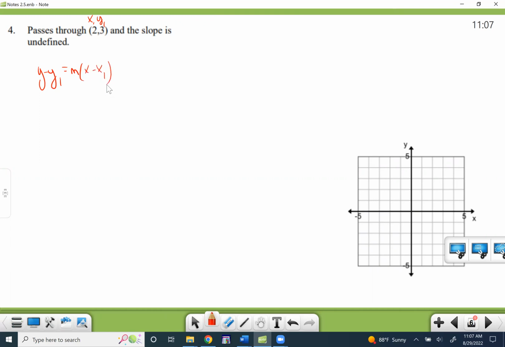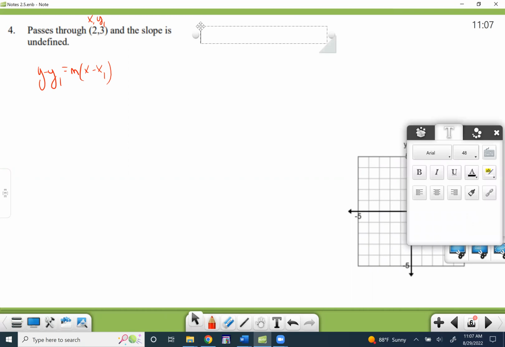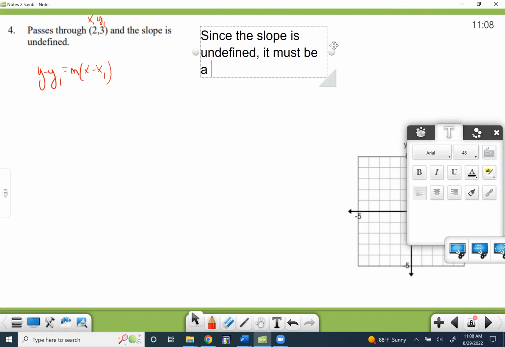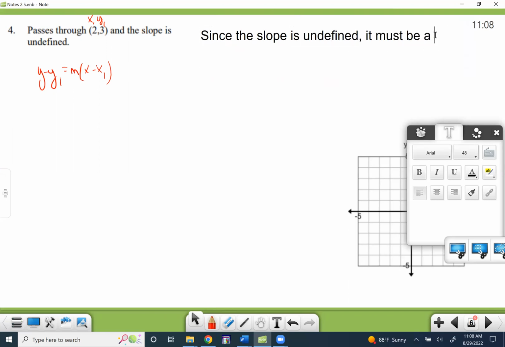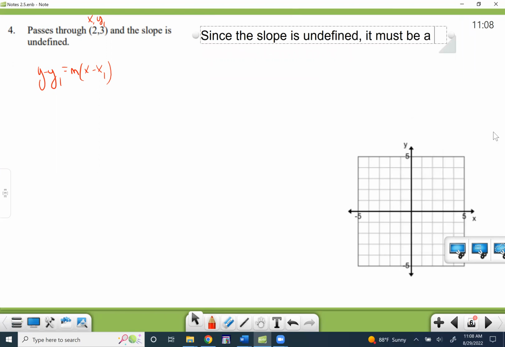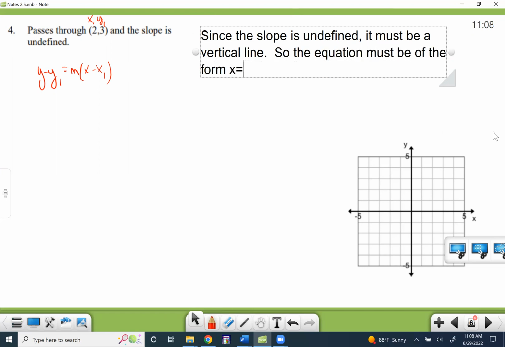Okay. So let's think about this. It says the slope is undefined. If you recall from our earlier lesson, do you guys remember which kind of lines have an undefined slope? It's got to be either vertical or horizontal, right? Undefined is straight up and down, right? It must be a vertical line. And remember, all vertical lines are x equals. So the equation must be of the form x equals a constant.